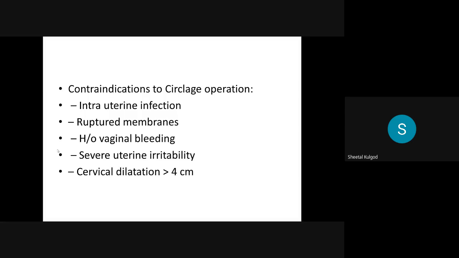So extending that, what are the contraindications for cerclage operation? Remember, any intrauterine infection, ruptured membranes, history of vaginal bleeding, which could indicate placenta previa, severe uterine irritability, and cervical dilatation if it is more than 4 centimeters. These are the conditions where the cerclage operation is not indicated or we cannot do it. Okay.